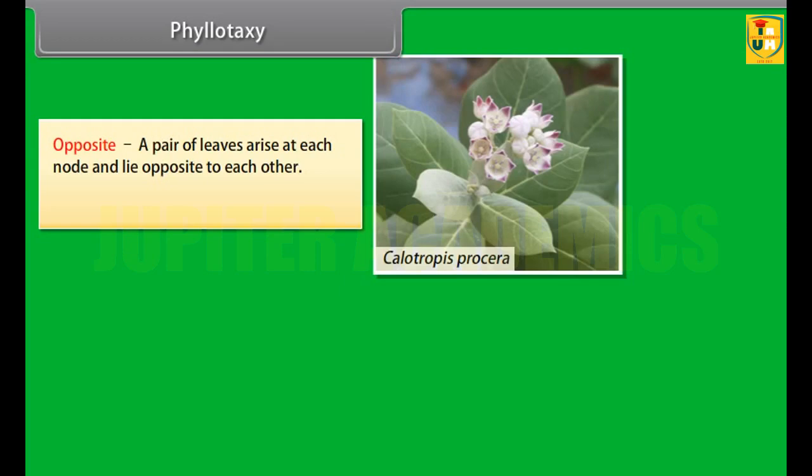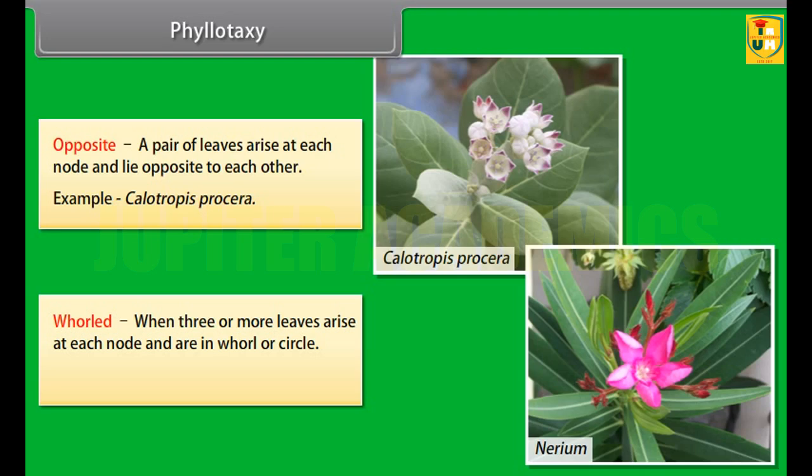Opposite. A pair of leaves arise at each node and lie opposite to each other. Example, Calotropis procera. Whorled. When three or more leaves arise at each node and are in a whorl or circle. Example, Nerium oleander. Modifications of leaves.